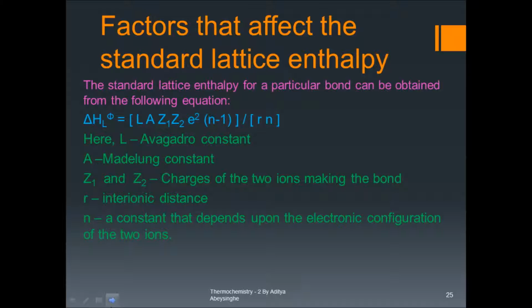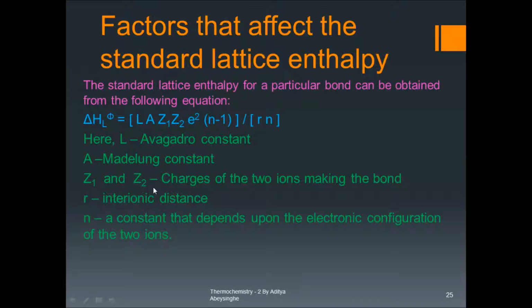There are various factors that affect the standard lattice enthalpy, and this is explained using the general Madelung constant and the Madelung equation. We call this ΔH_L the standard lattice enthalpy, L is the Avogadro constant, and A is the Madelung constant. That's a constant that depends upon the lattice, the ionic compound. The Avogadro constant is a constant for any element, 6.022 times 10 to the power 23 per mole, but the Madelung constant varies depending upon the ionic compound that you are making.